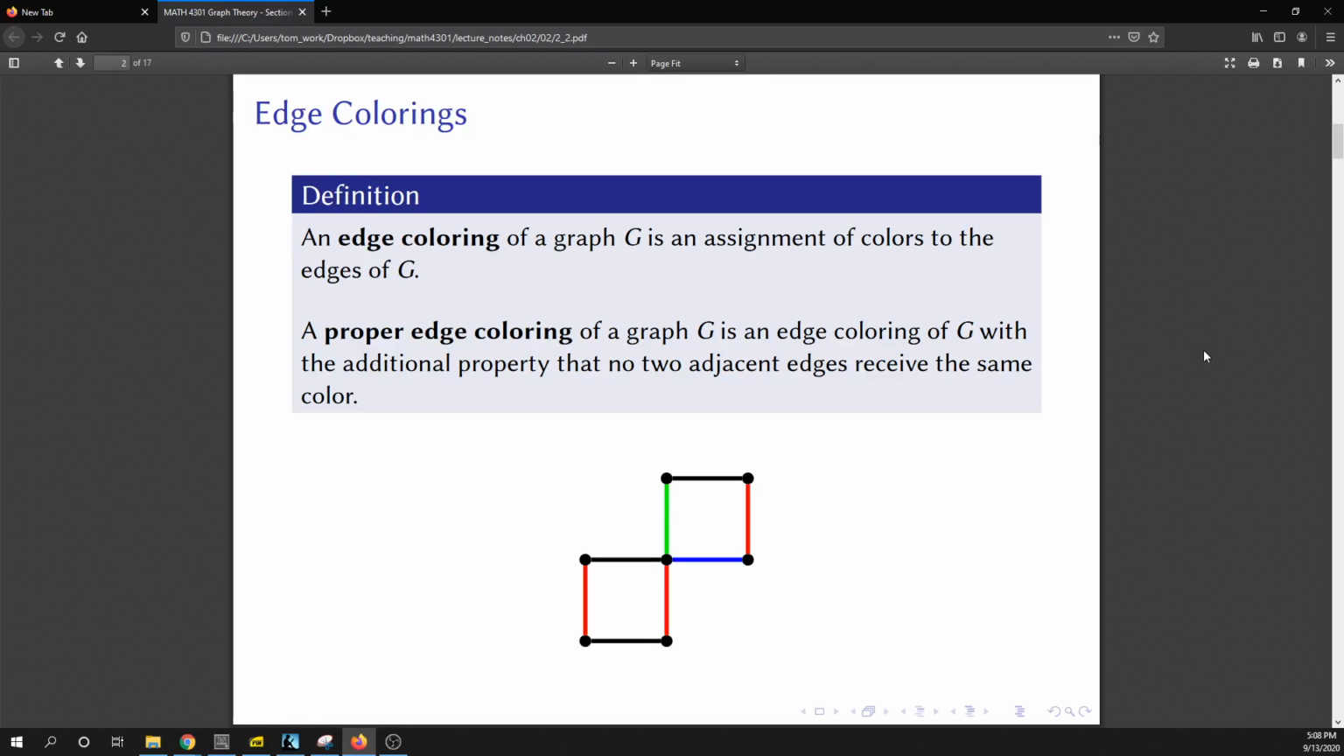A lot of books will set up the vertex coloring similar to how this edge coloring definition is set up. So an edge coloring is just any assignment of colors to the edges of G. There are no conditions other than you assign colors to the edges. And then a proper edge coloring of G is an edge coloring of G with the additional property that no two adjacent edges receive the same color.